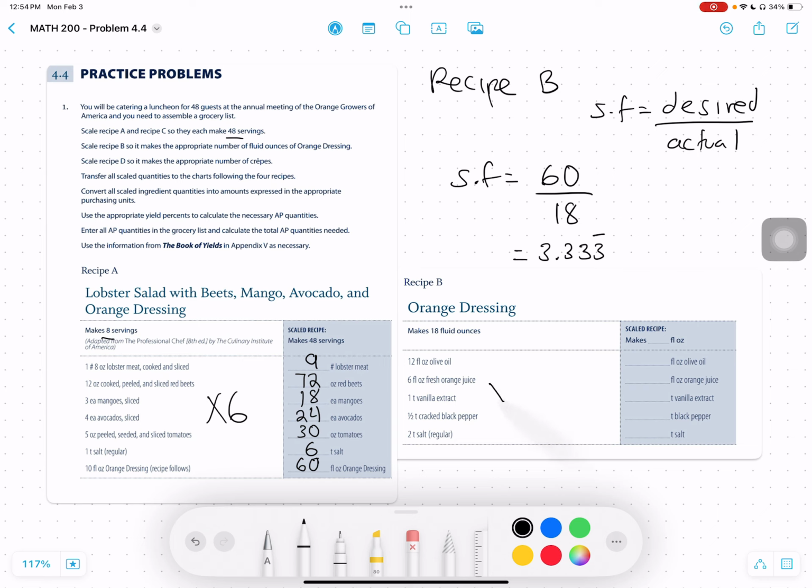So I'm going to take all of my ingredients in the orange dressing and multiply them times 3.3 repeating, each of those ingredients. Starting with the 12 fluid ounces of olive oil times 3.3 repeating equals 40 fluid ounces. This number is 60, which is from the previous recipe.